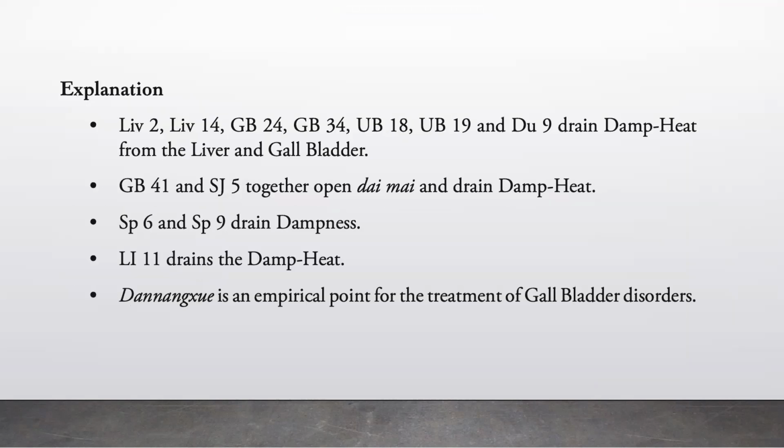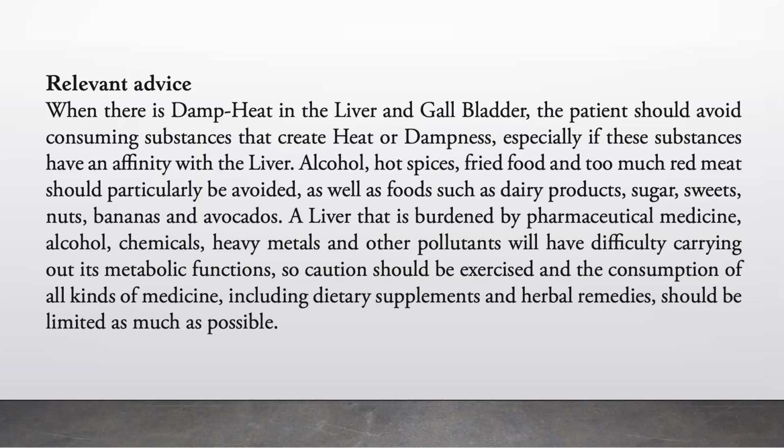Liver 2, 14, GB 24, 34, Bladder 18, 19, and Du 9 drain damp heat from the liver and gallbladder. GB 41 and Sanjiao 5 together open the Daimai and drain damp heat. Spleen 6 and 9 will drain dampness. LI 11 drains damp heat. Danangxue is an empirical point for the treatment of gallbladder disorders.